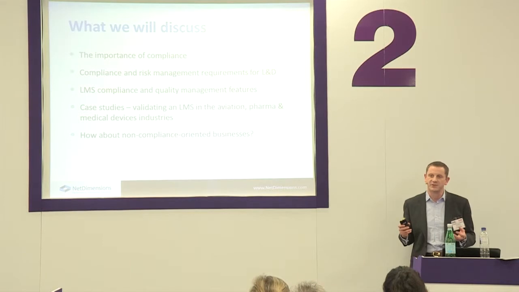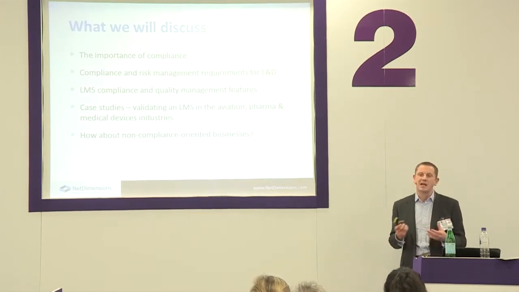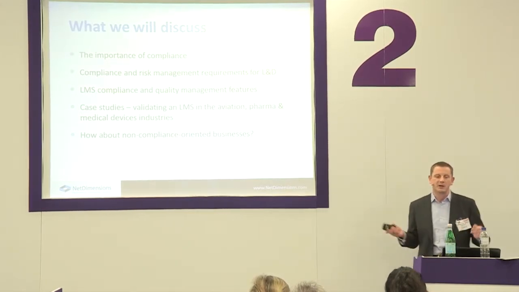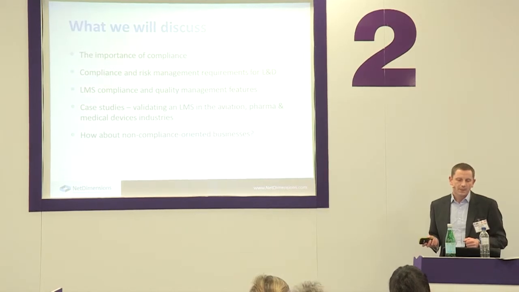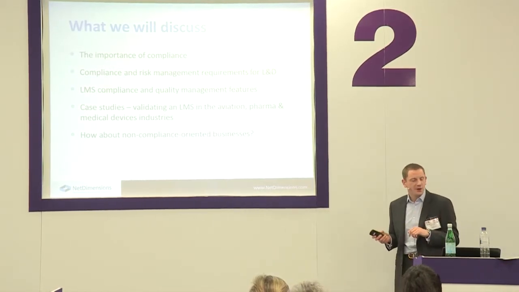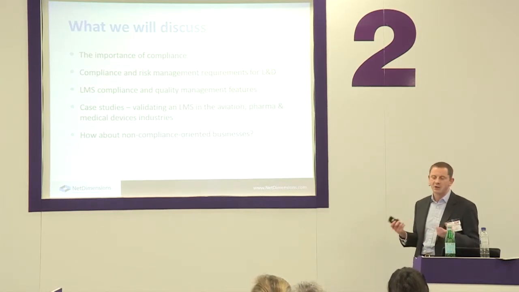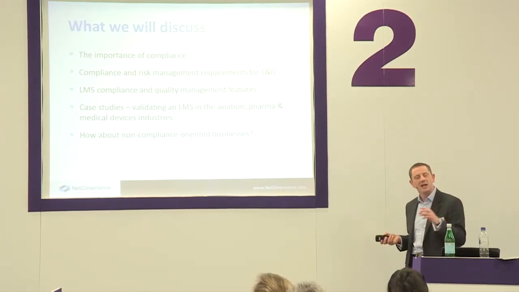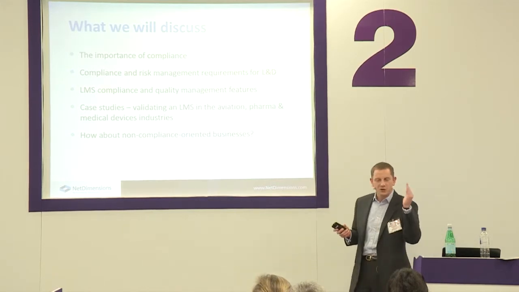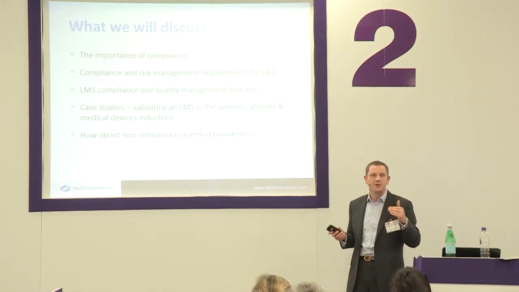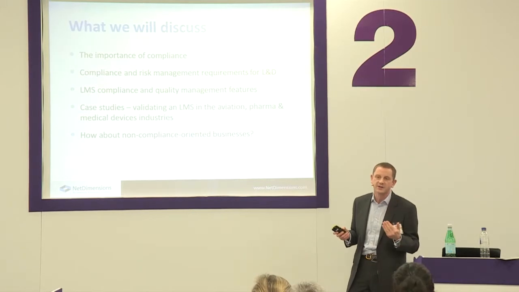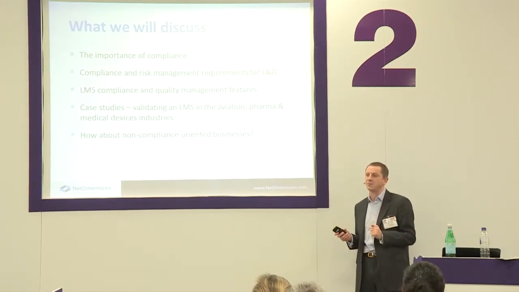Oriented businesses. So the use case around an airline or a bank is very obvious, but what about a retailer? We'll talk about some of the features and functionalities around that and touch on some case studies around aviation, life sciences, medical devices, etc. And at the tail end, I'll discuss the trickle down we're seeing within compliance type features and functionality and use cases in non-compliance oriented businesses.